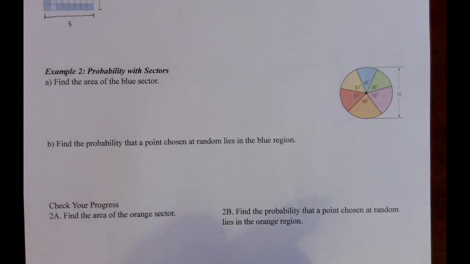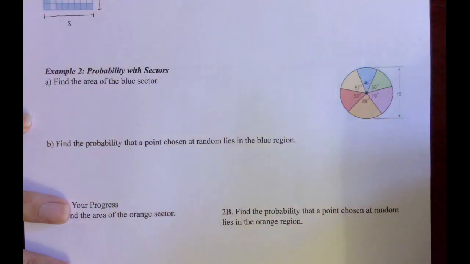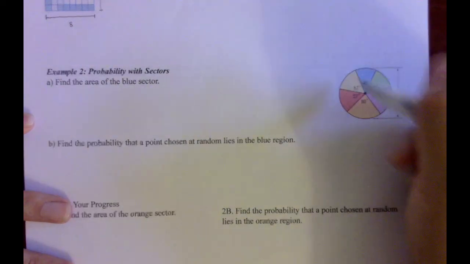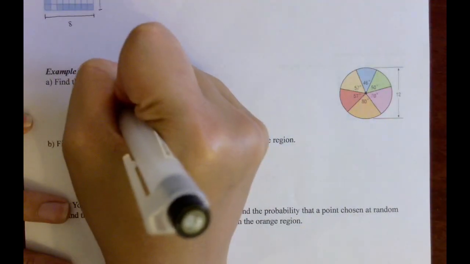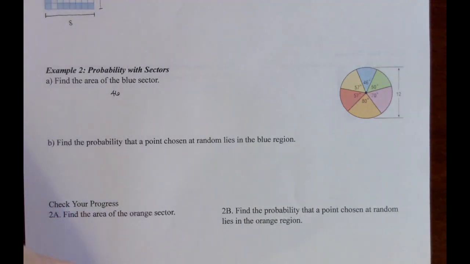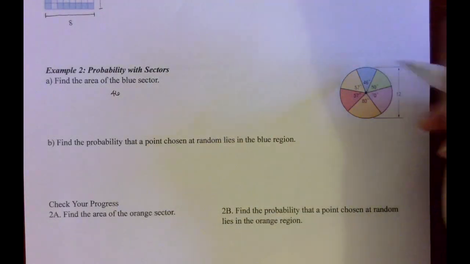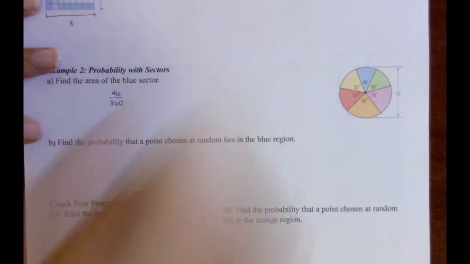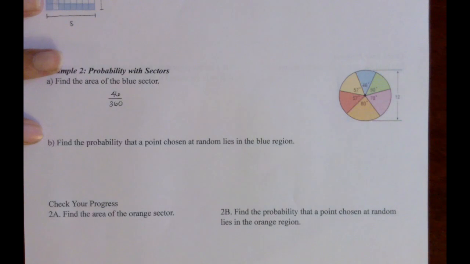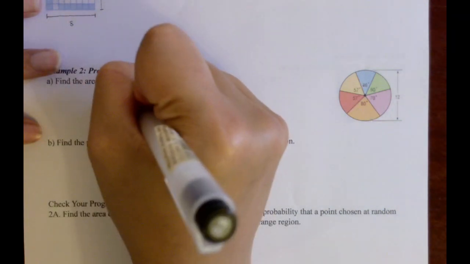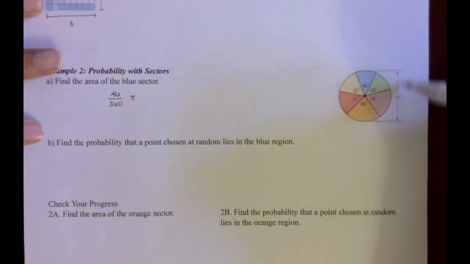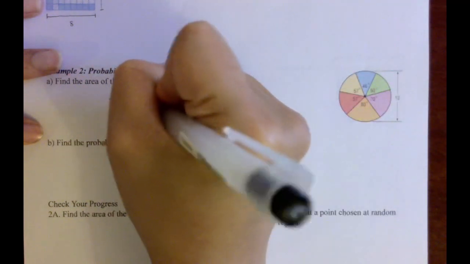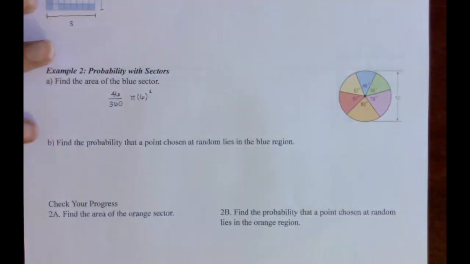We want to find the area of the blue sector. The central angle is 46 degrees. So out of the total 360, because all of these degrees add up to 360, we want only 46 out of the 360 of them, out of the whole area. The whole area is pi r squared. Here the diameter is 12, so the radius would be 6.